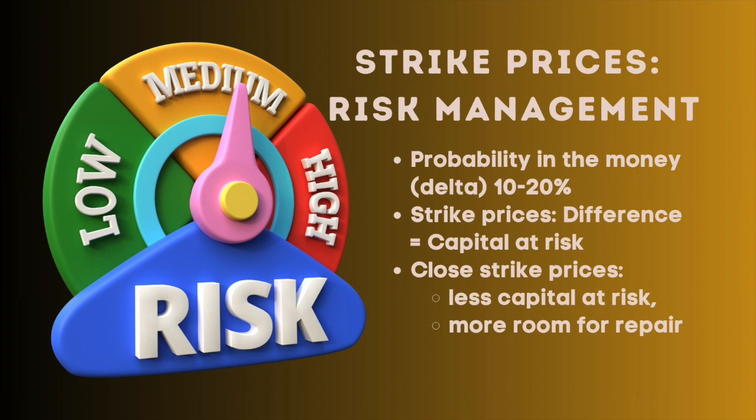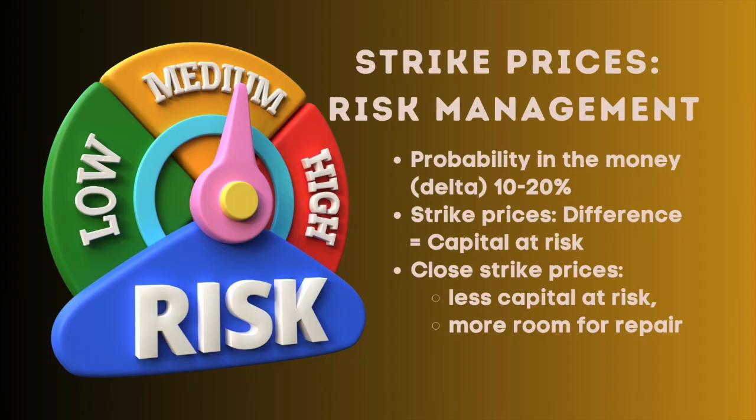For the long put, the one I'm buying for protection, I choose a strike price that's not much lower than the short put. The difference between the two strikes determines both my potential maximum loss and the amount of capital that I need to reserve for this trade. Keeping them close minimizes risk.